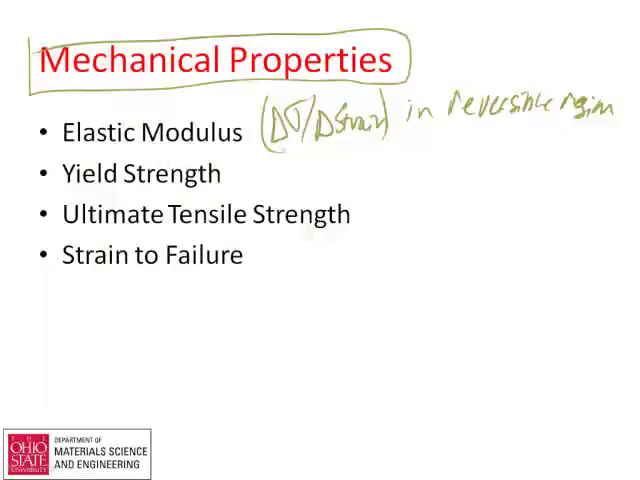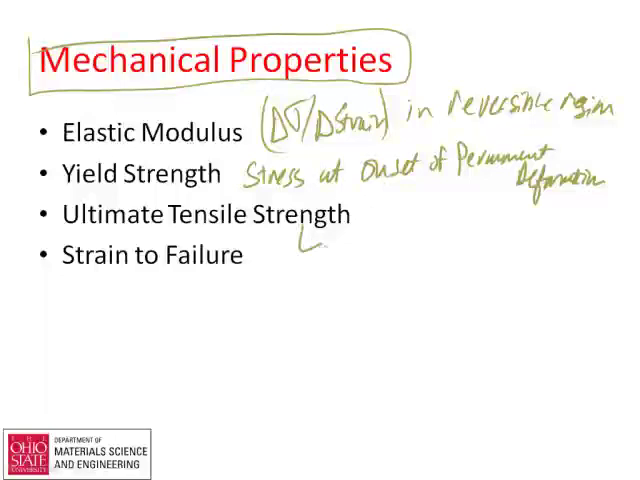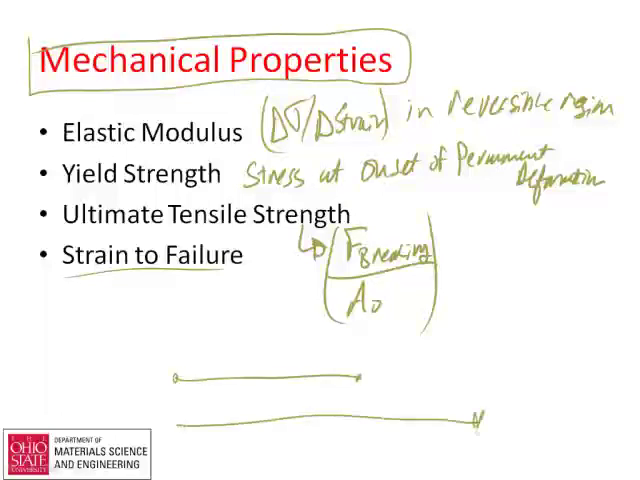Yield strength is basically the stress at onset of permanent deformation. Ultimate tensile strength is basically just the breaking force divided by the initial cross-sectional area. That's our ultimate tensile strength. Then the other mechanical property we can have is strain to failure. You can now measure all of these things with wires of reasonable size in your classroom. So again, strain to failure would basically just be: you take a wire, how far can you stretch it permanently? This would be delta L before it ends up breaking.